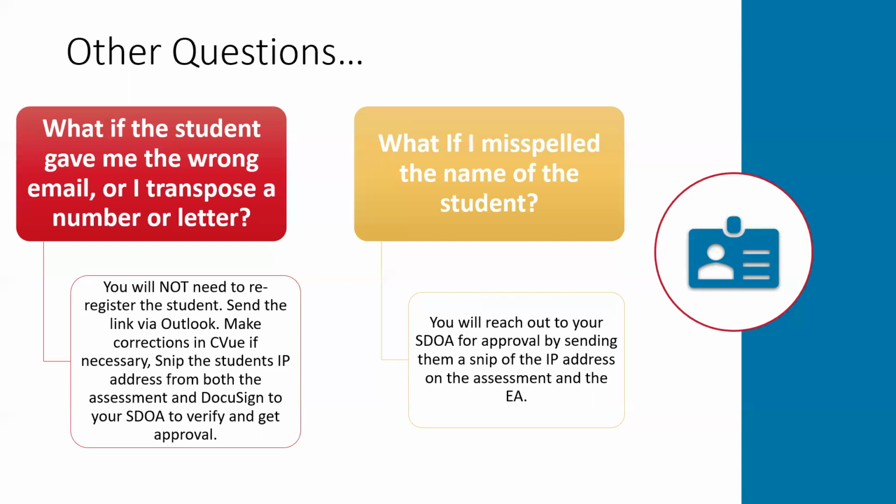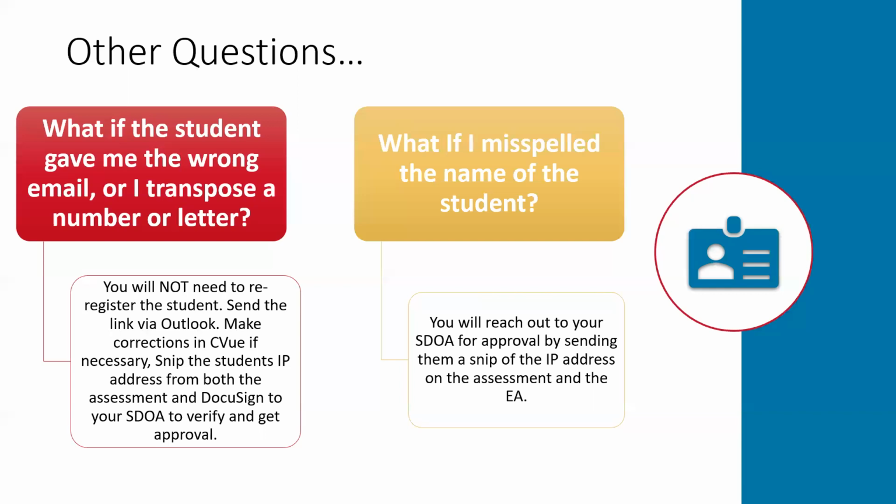The same thing goes for if you've misspelled the student's name. The email address and all that's correct, but the name, instead of putting Matthew, you put Matt, or vice versa, or you put a maiden name in. Whatever the case may be, the name is misspelled or incorrect. We'll take the same steps. We'll need a snip of the IP address from the SmarterMeasure assessment and the EA sent to your senior director in order for approval, in order to move on.